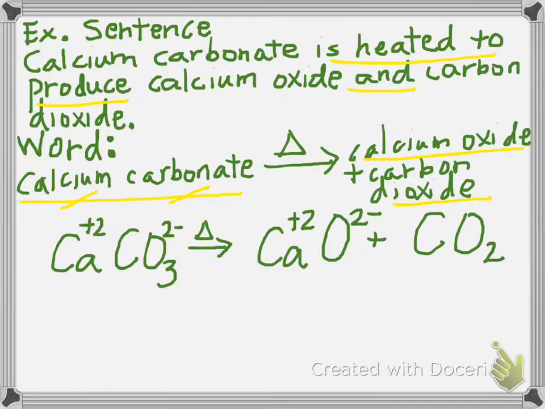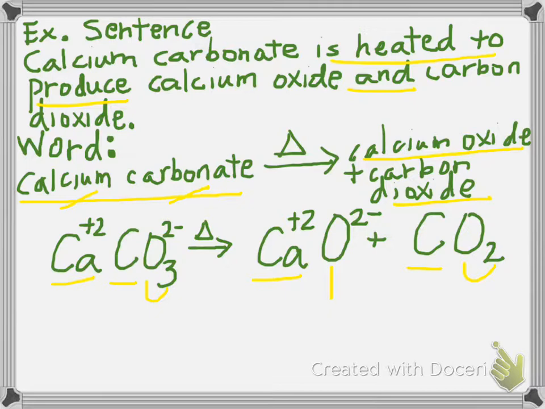Now it's time to balance this. So again, I have 1 calcium here and I have 1 calcium here, so that looks fine. I have 1 carbon and I have 1 carbon, so that looks fine. I have 3 oxygen and I have 2 plus 1 more makes 3 oxygen. So this happens to be a skeleton equation that is also a balanced chemical equation.